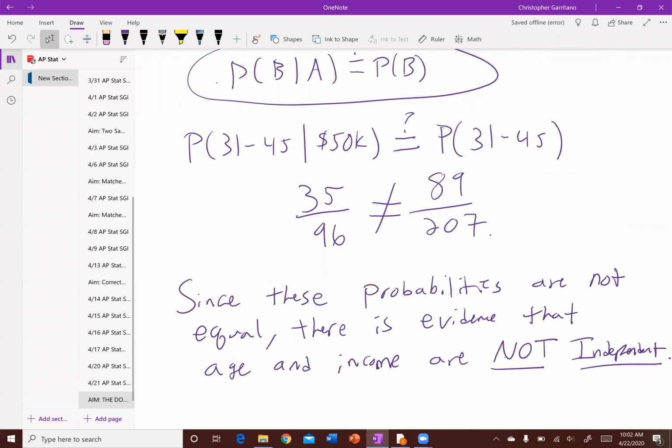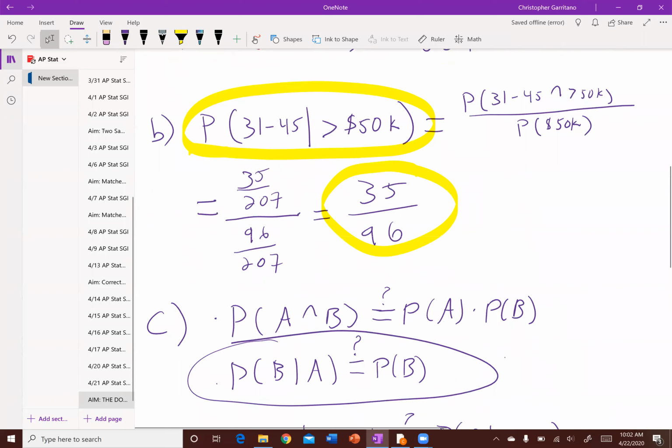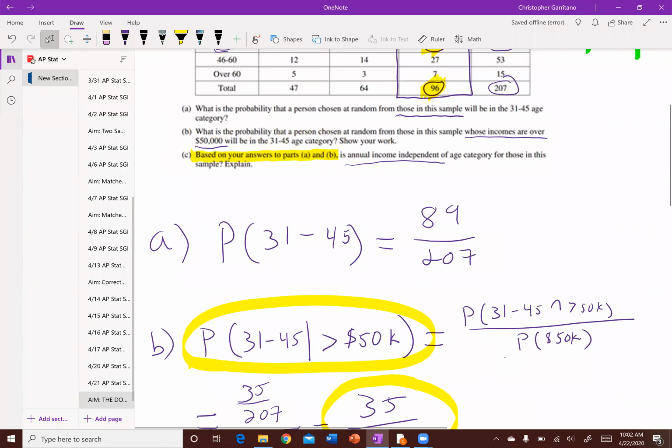The key there again, though, is just making sure that you're giving them what they want. They want you to answer this question based on your answers to part A and B. And unfortunately, if you read the scoring guidelines, if you don't do that, you don't get full credit, even though it's a problem you might know how to solve. And they do this all the time. So please make sure you're reading carefully and giving them what they are asking for.